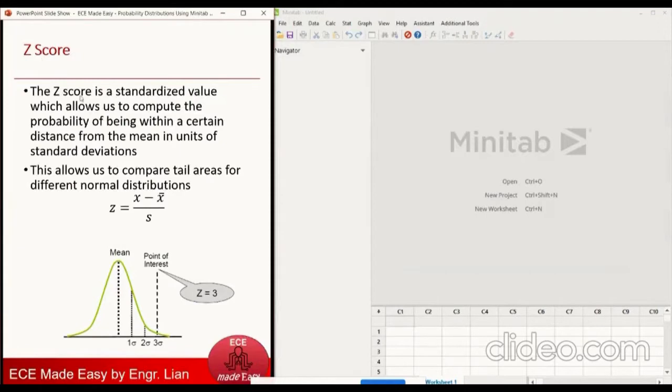Z-score. The Z-score is a standardized value which allows us to compute the probability of being within a certain distance from the mean in units of standard deviations. And this allows us to compare the tail areas for different normal distributions. Here is the formula for getting the z-score, which is equal to x, the point of interest, minus x bar or the mean, divided by s or the standard deviation. And this will give us a value of a standard deviation in the standard normal curve.